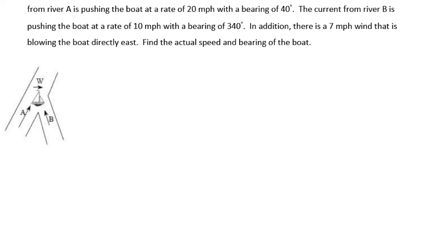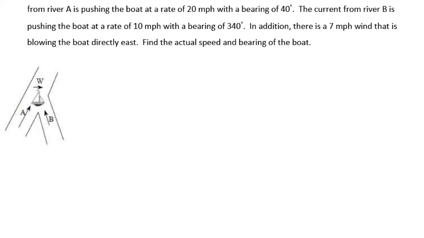It says a sailboat is moving across an inlet which has a current from 2 rivers. The current from River A is pushing the boat at a rate of 20 miles an hour with a bearing of 40. The current from River B is pushing the boat at a rate of 10 miles an hour with a bearing of 340. In addition, there is a 7 mile an hour wind that is blowing the boat directly east. Find the actual speed and the bearing of the boat. So this one is just like the last problem that we did, but instead of just having a wind, we also have a River A vector and a River B vector. Okay?